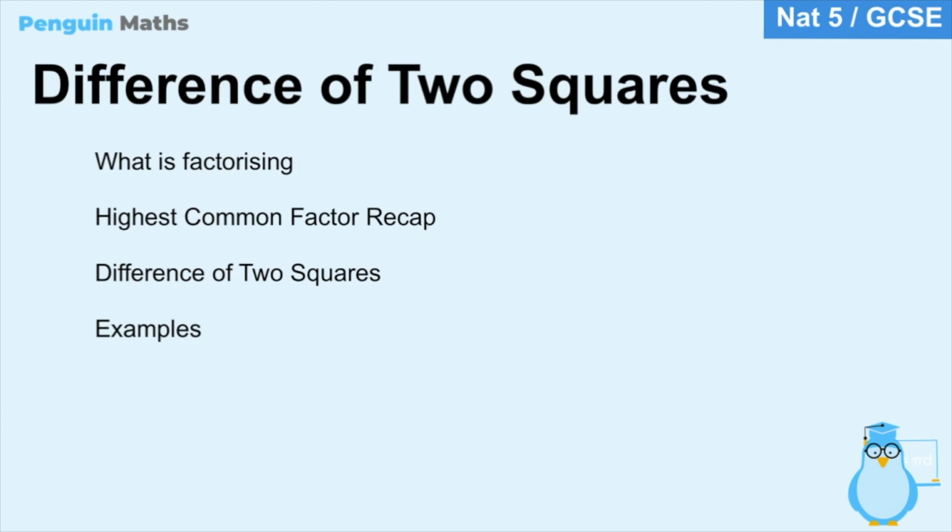So we're going to have a look at how we can factorise terms by looking for a difference of two squares and learn things like the importance of looking for square numbers and so on. And to do this, we're going to have several examples in the process so that you can practice at home or wherever you want to learn. So without further ado, let's get started.